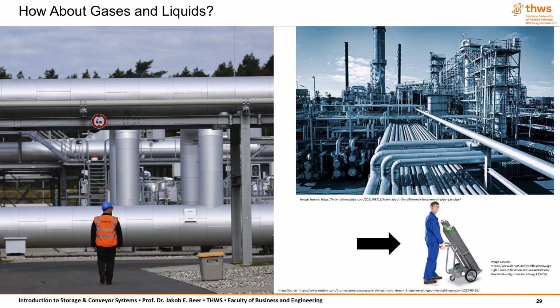However, even gases and liquids can appear as discrete load units when packaged. On the lower right, notice gas cylinders. These are individual portable containers that must be moved, stored, and tracked, just like any other discrete good. They require dedicated racks, handling trolleys, and safety measures for pressure vessels.